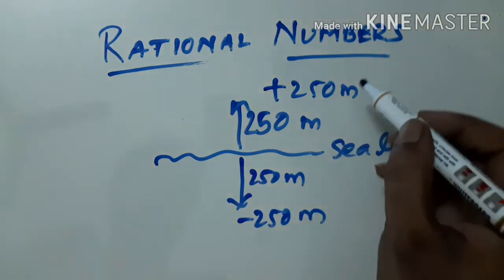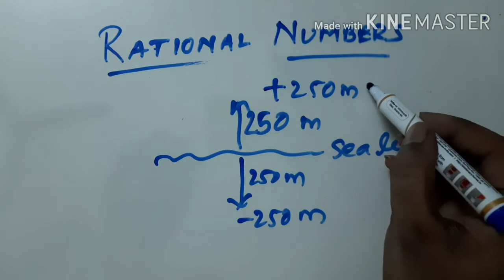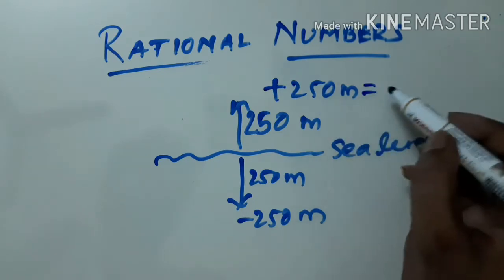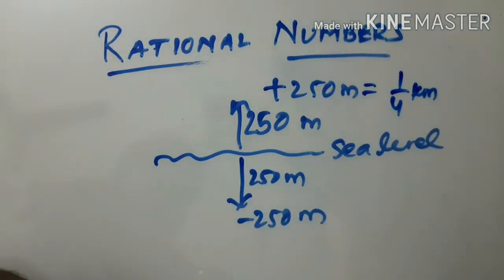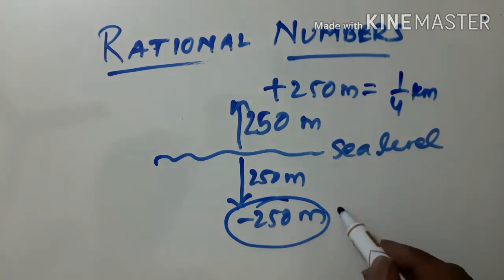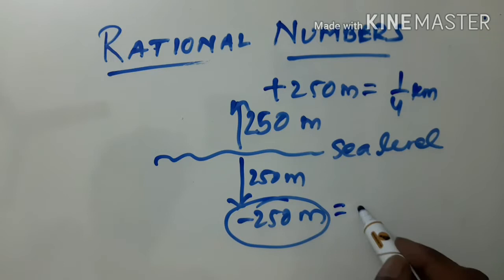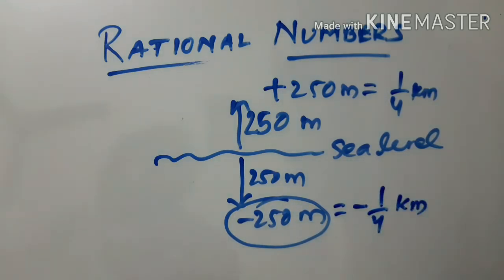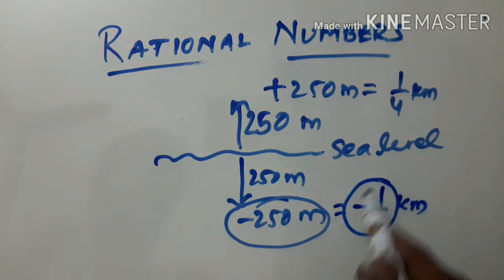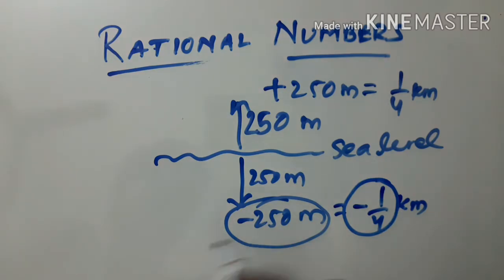Now suppose this 250 meters I convert into kilometers. So 250 meters can be written as 1 by 4 kilometers. Now how can minus 250 meters be represented? We can say it can be represented as minus 1 by 4 kilometers. Now these types of numbers we have never come across, so we will read about these types of numbers.